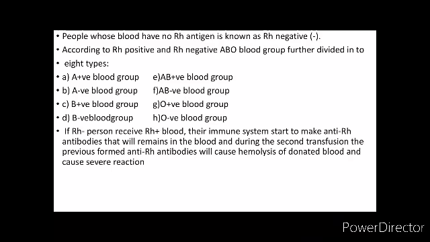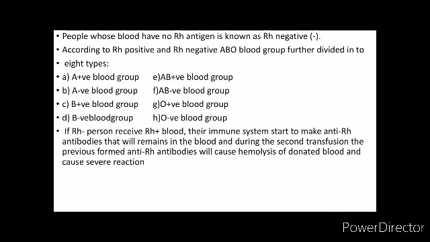So according to Rh negative and positive, the ABO blood group is further divided into 8 types. A positive blood group, A negative blood group, B positive blood group, B negative blood group, AB positive blood group, AB negative blood group, O positive blood group and O negative blood group.